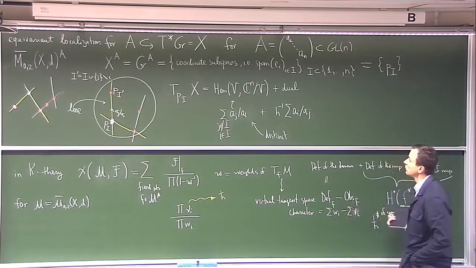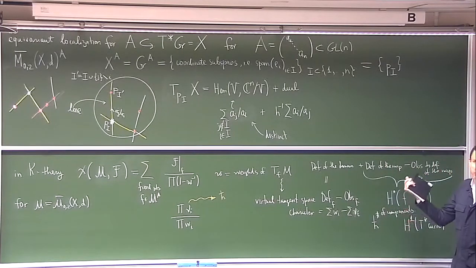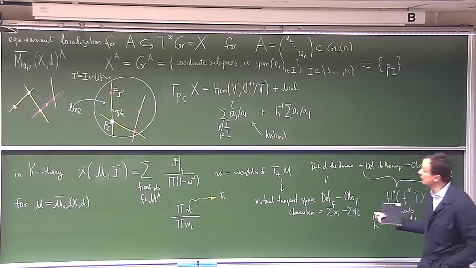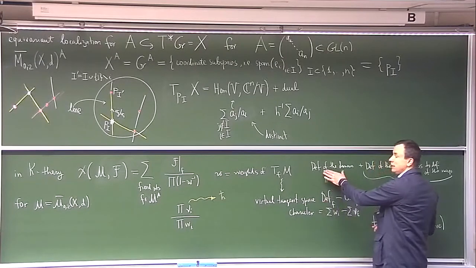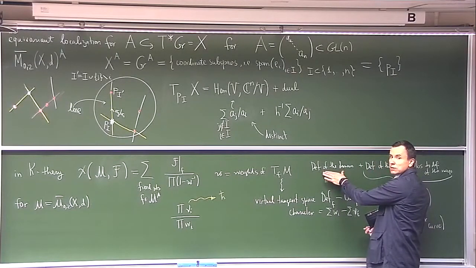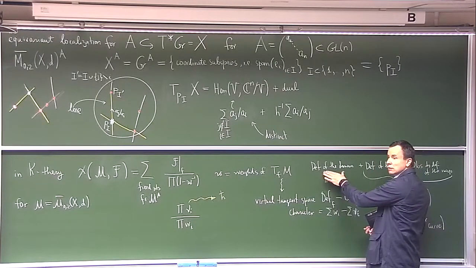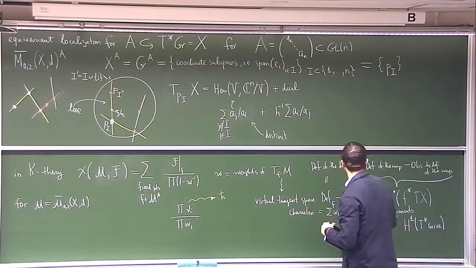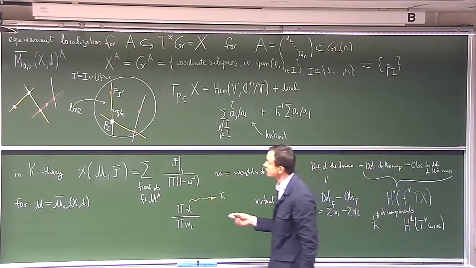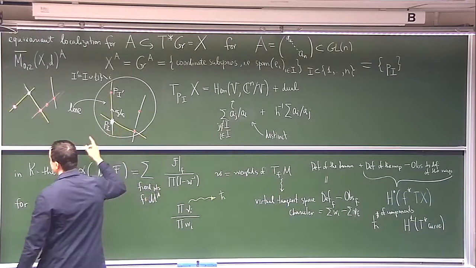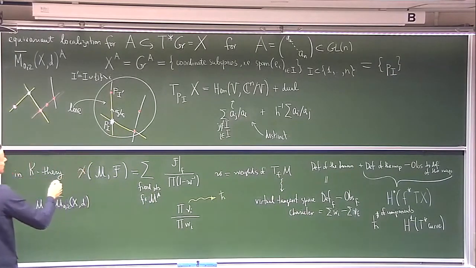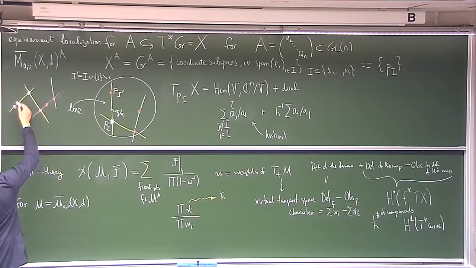And then you can ask, well, maybe this means that the curve can never break. But that is not true, because you can get a power of h bar in the denominator. What is the deformation of the curve? The deformation of the source, if we have a nodal curve, is just the smoothing of a node.